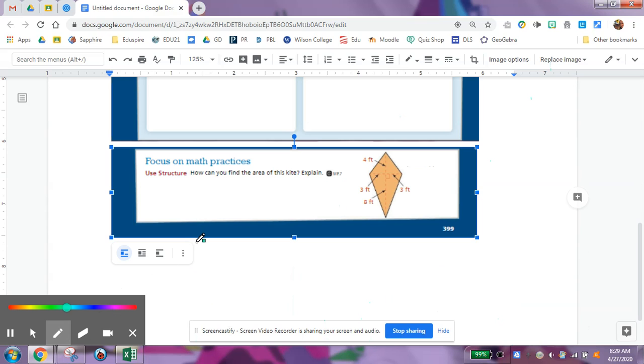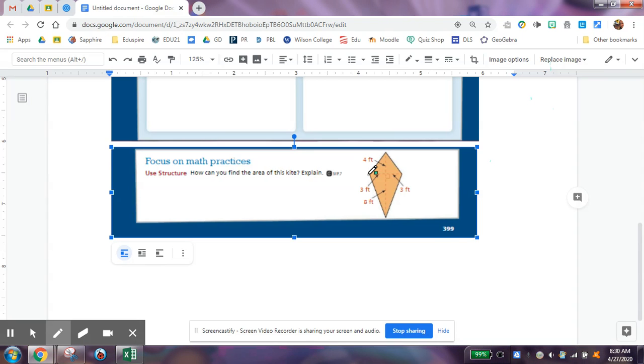Okay, let's take a look at this focus on math practices. So now we have a kite, and we want to know how we can find the area of a kite. When you look at the kite, you can break the kite into 2 shapes that we know. So if we cut the shape right here, there's a triangle and a triangle, and we know that the formula for the area of a triangle is 1/2 base times height. So if we find the area of the 2 triangles and then add them together, we will get the area of the kite.